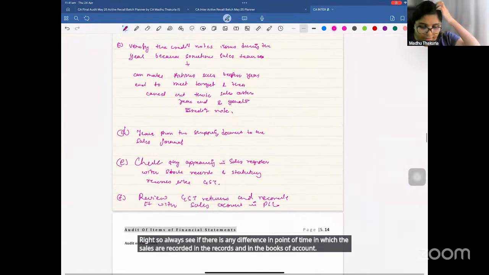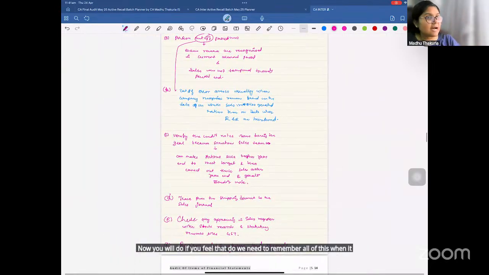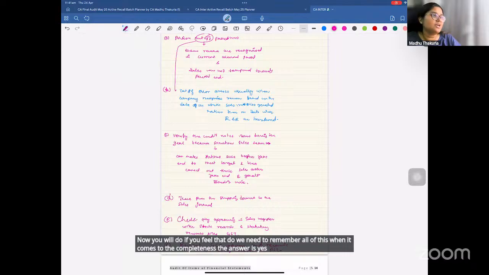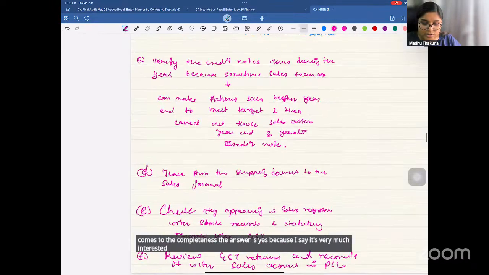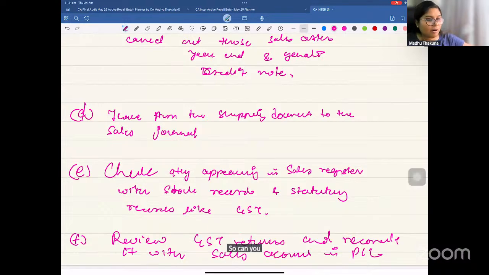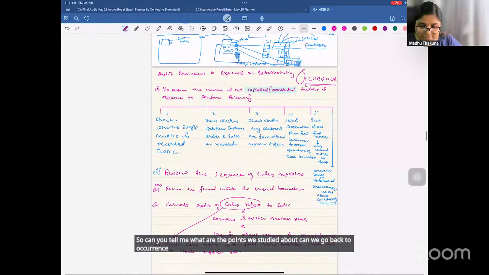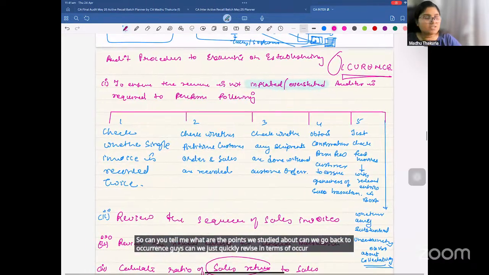Now, if you feel that do we need to remember all of this when it comes to completeness, the answer is yes, because ICAI is very much interested in asking you a question based on a particular assertion. So can you tell me what are the points we studied about? Can we go back to occurrence, guys? Can we just quickly revise in terms of occurrence? What are the things you want to check?